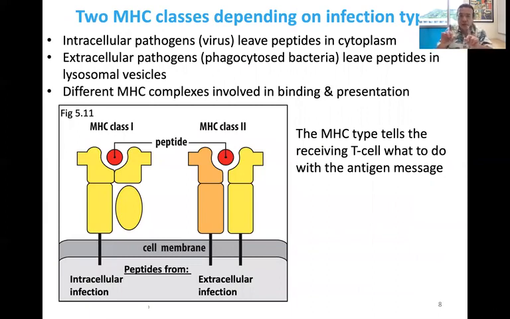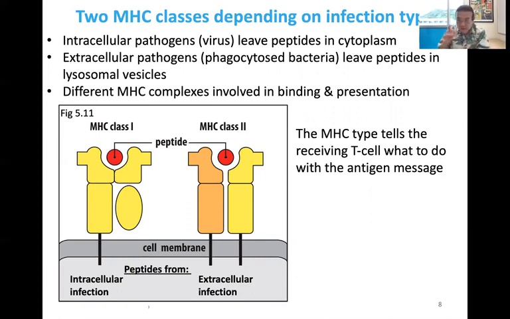There are two classes of MHC. Fortunately, for simplicity's sake, we just call them MHC type 1 and MHC type 2 in Roman numerals. MHC class 1, MHC class 2. How a peptide, a red dot, is presented on a cell, either by MHC1 or MHC2, has profound implications on what happens next in terms of the type of T cell that will respond to this.